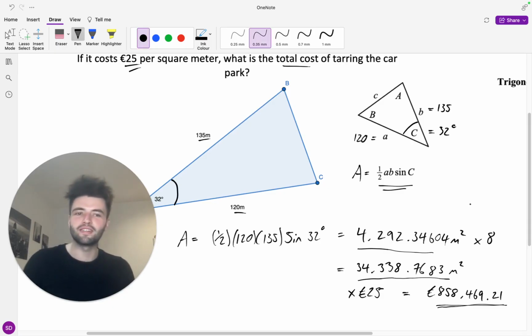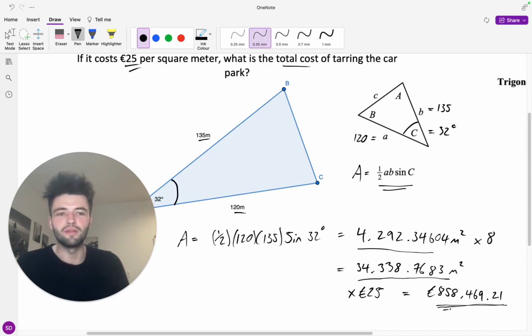It's going to be quite costly, and unfortunately tarring things is quite costly, but that's just an insight into a real world application of trigonometry like this. But yeah, that is going to be our answer, and that is going to be it for this question.